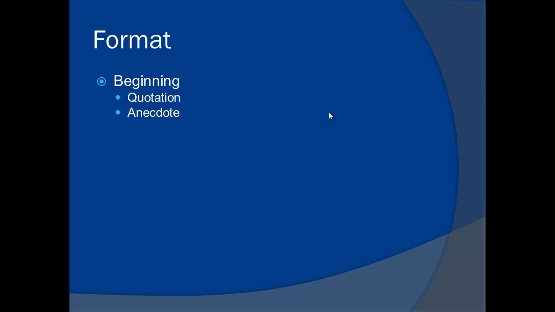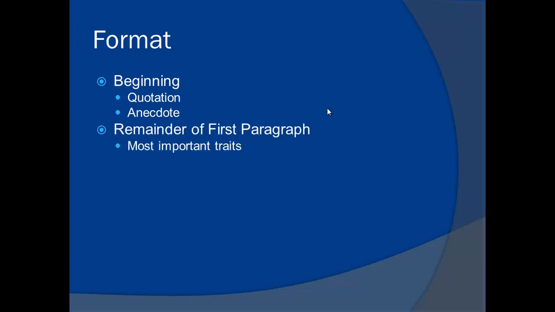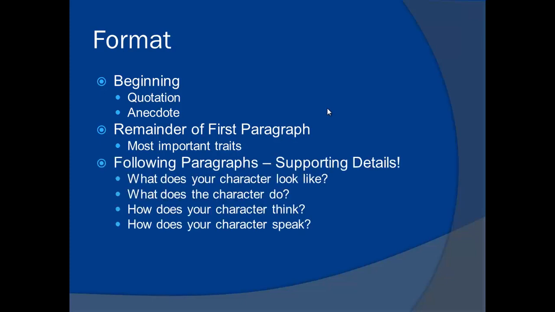After you open with your quotation or anecdote, in the remainder of your first paragraph, that's where you should tell your reader your character's most important traits. And then the following paragraphs, you should be adding supporting details. Details that tell us more about those important traits that you listed in the first paragraph. So some questions to get you thinking.